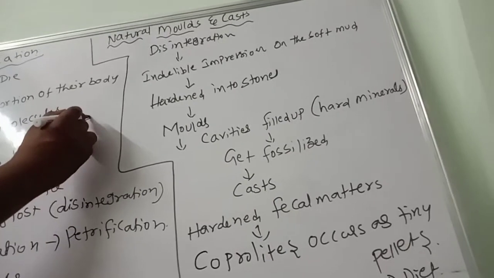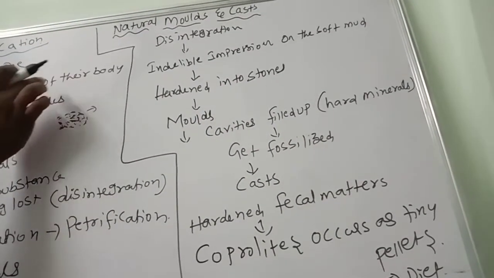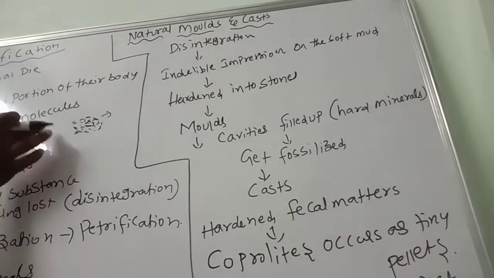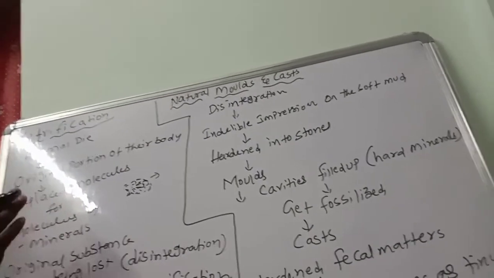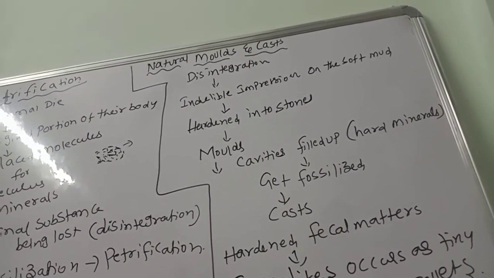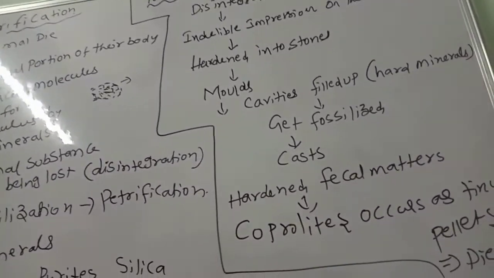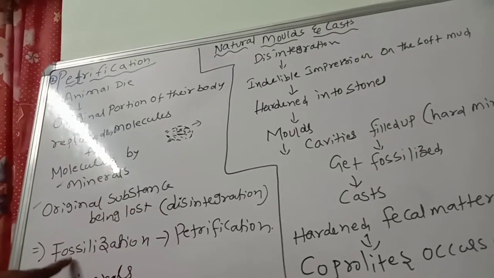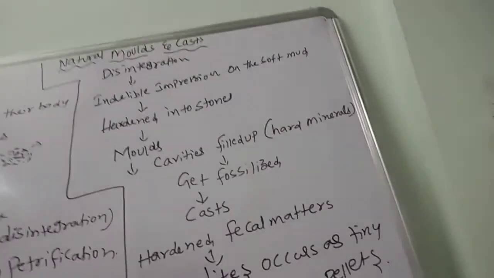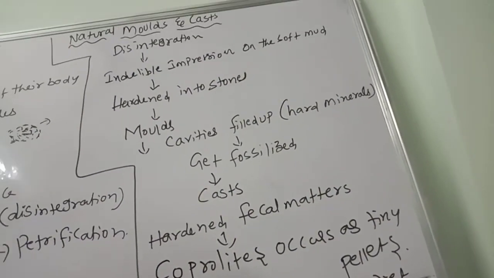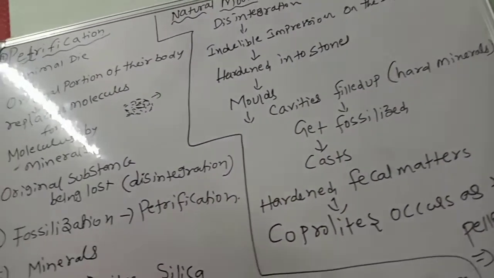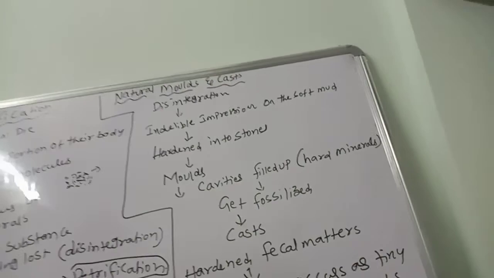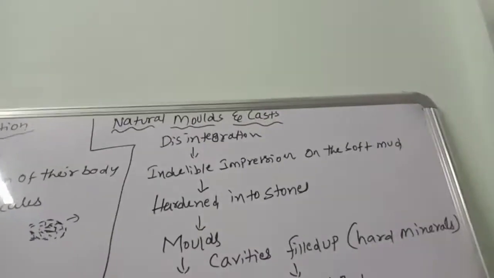So the original portion of the body is completely replaced with minerals. You have to remember these: iron, pyrite, silica. The original substance is lost by disintegration, but the minerals will be there, and those minerals will be helpful to study that particular animal. That process, where original molecules are replaced by minerals, is called petrification.